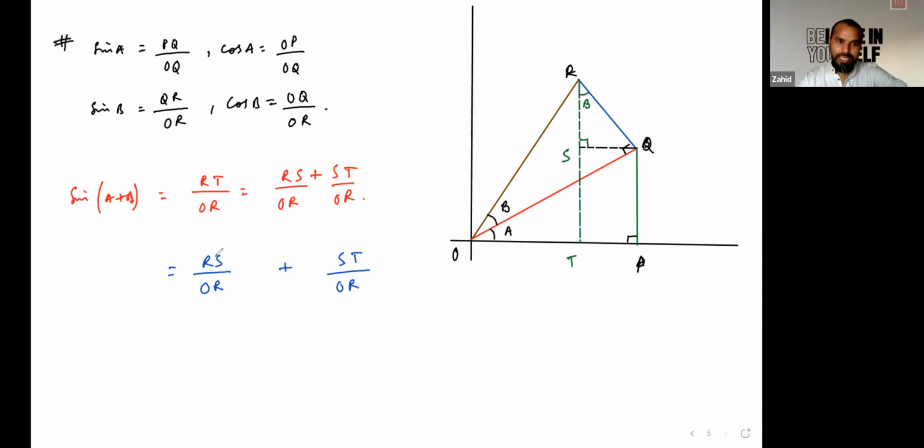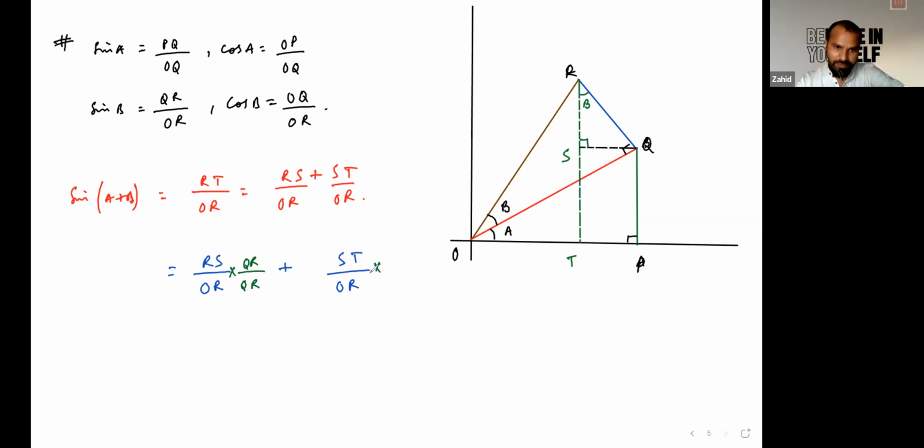In this particular part, RS is the base related to this triangle, related to the angle B, and OR is this particular part. So if we multiply and divide this part by QR and QR, is there any change relating to this fraction? There will be no change.